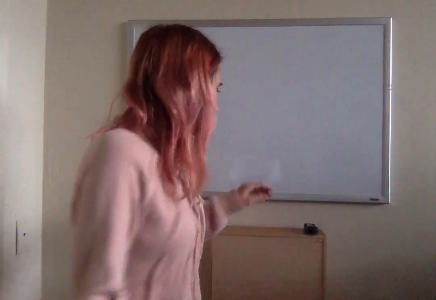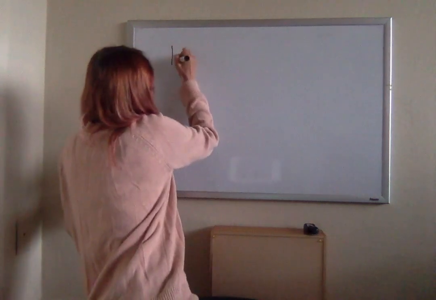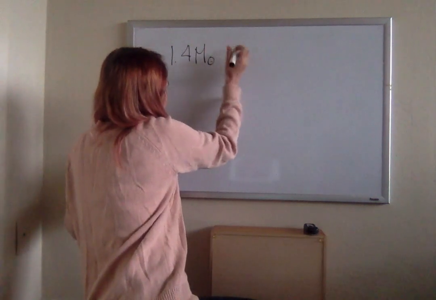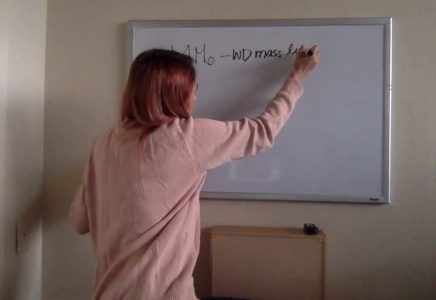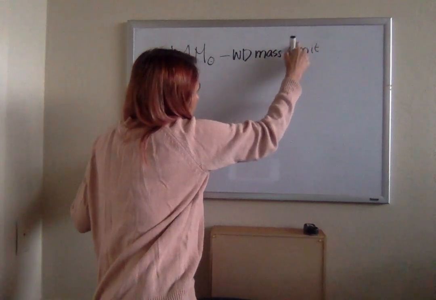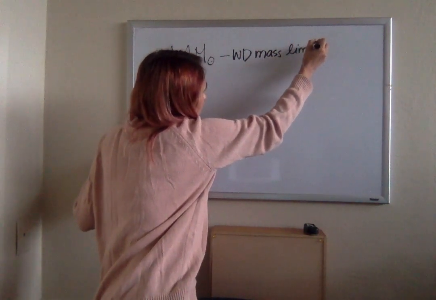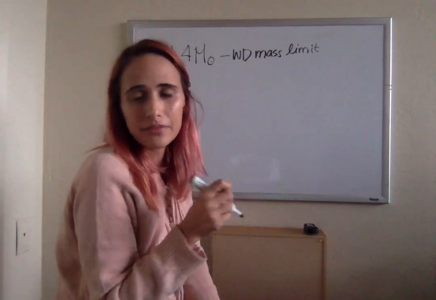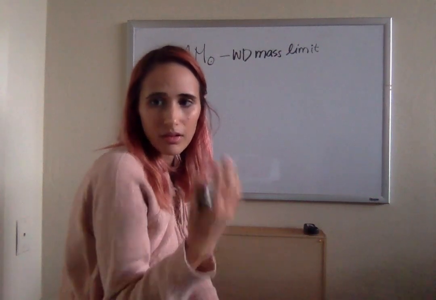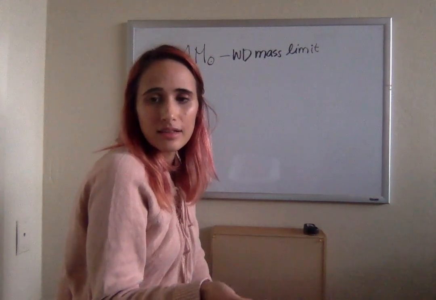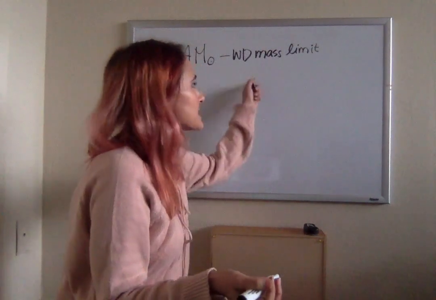So we learned before in class about white dwarfs, and we learned that white dwarfs have a mass limit. Right, this mass limit is 1.4 solar masses. White dwarf mass limit. So normally that's fine. White dwarfs get created and they're 1.4 solar masses or less, and then they just cool off over time. But in certain cases, that mass limit comes into play.